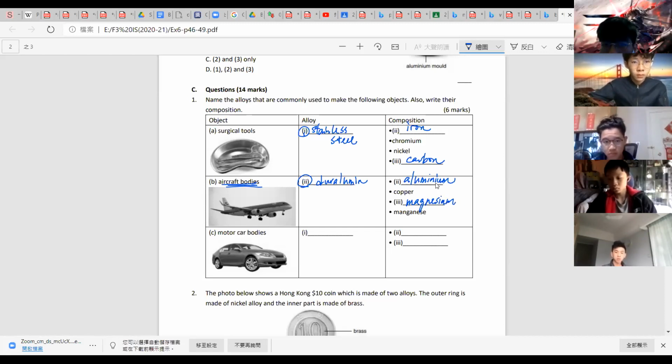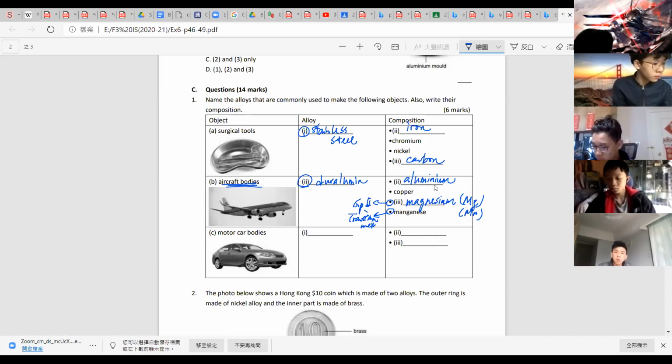Now these two terms are different. Magnesium is Mg, manganese is Mn. They are two different things. Magnesium is found in group 2, while manganese is a transition metal. Okay, the last one, motor car bodies.